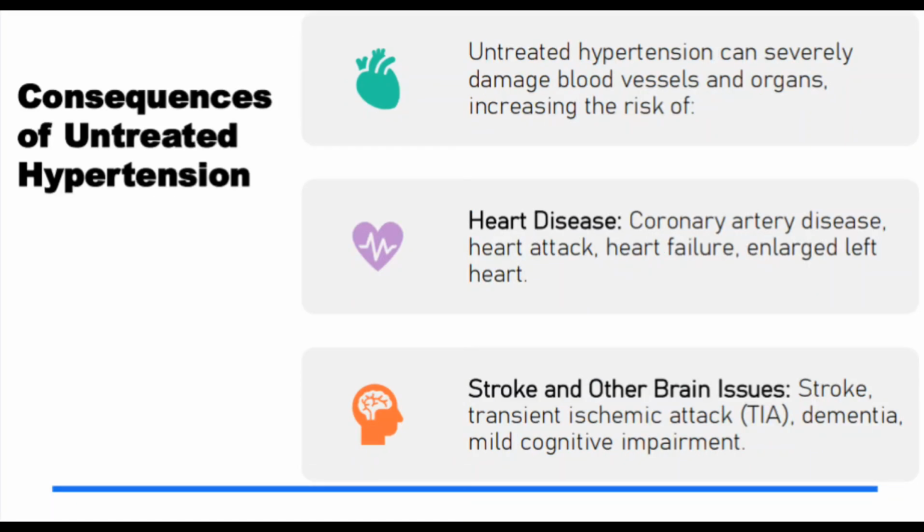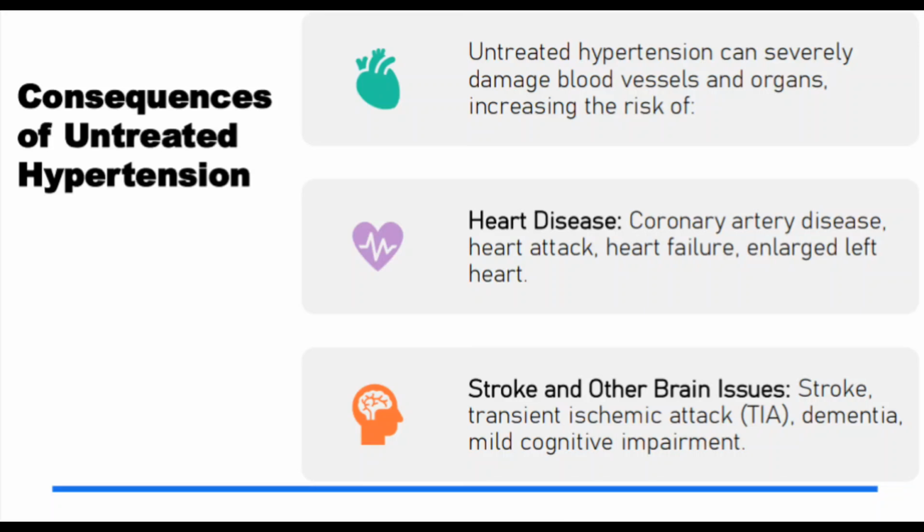Consequences of untreated hypertension. Untreated hypertension can severely damage the blood vessels and organs, increasing the risk of heart disease, stroke, and other brain issues. Heart disease: coronary artery disease, heart attack, heart failure, and enlarged left heart. High blood pressure can cause damage to the arteries, leading to conditions like coronary artery disease. And over time, the heart has to work harder, which can result in heart failure or heart attacks.